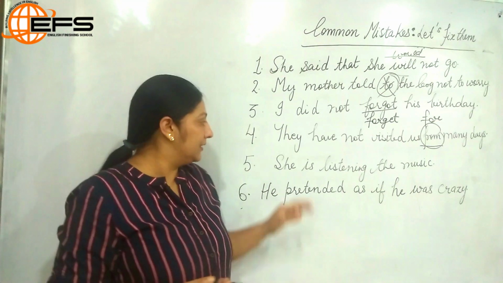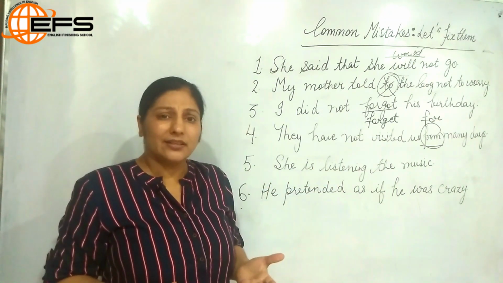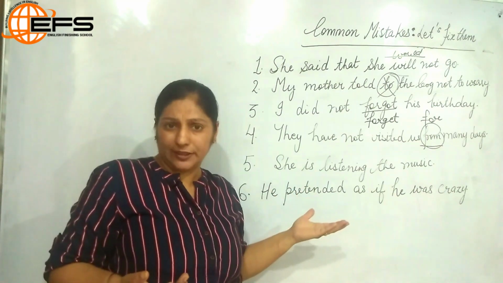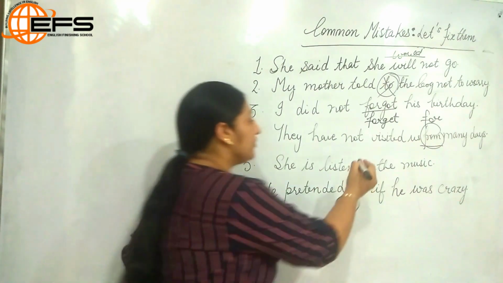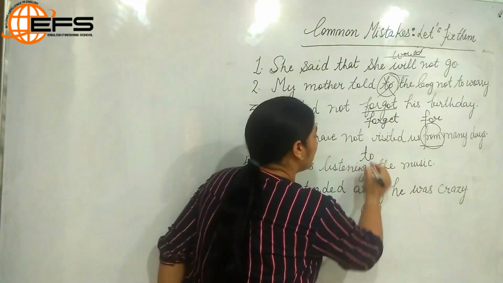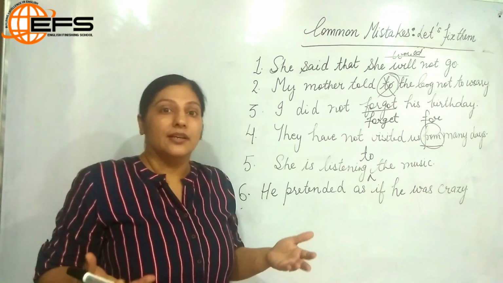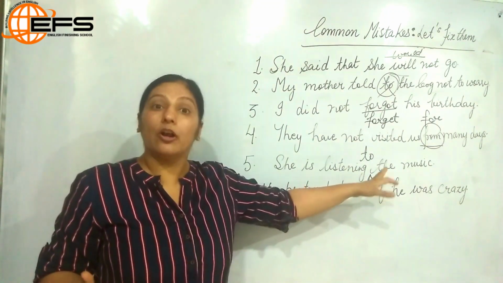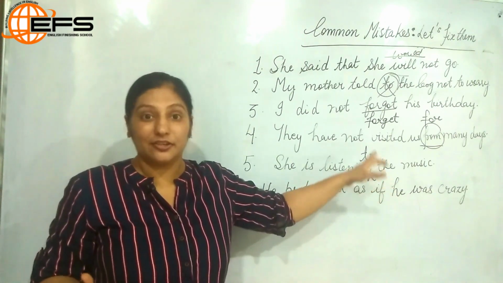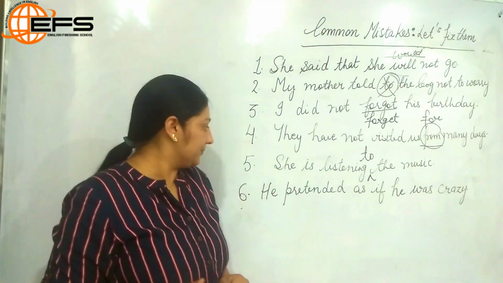Example number 5: she is listening the music. What is the error in it? The sentence seems correct to me, but yes, there is an error. We always use the preposition to with the verb listening. So whenever you say, I listen to music, I listen to beautiful songs. So with listening will always be a preposition connected, that is to. She is listening to the music is the correct sentence.